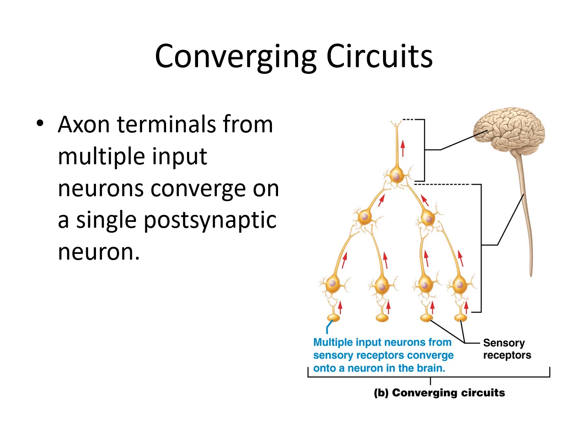Now the opposite are converging circuits. Okay, so rather than spreading apart, they're coming together. So here we have axon terminals from multiple input neurons converging on a single postsynaptic neuron. Okay, so we start with 4, and then it goes down to 2, and then goes to 1, and this sends the information to a specific area of the brain. Okay, so multiple input neurons from sensory receptors converge onto a neuron in the brain.